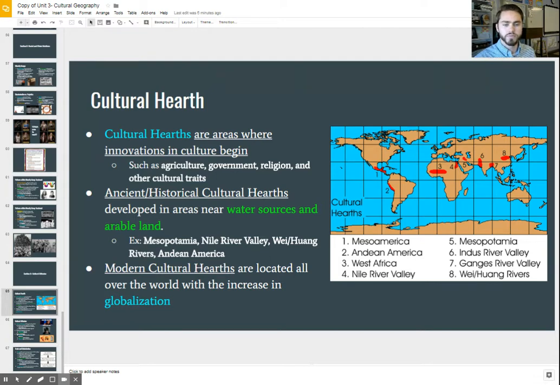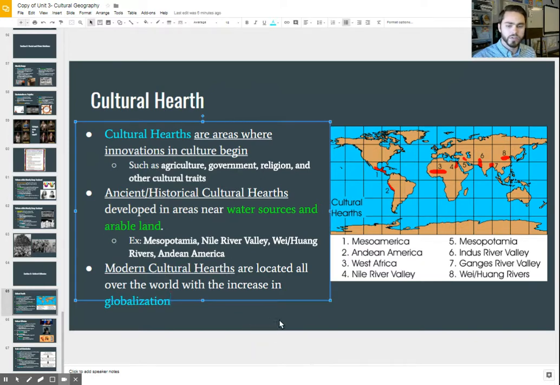And so culture developed very slowly over time until we start seeing the improved transportation and communication networks that we're seeing around the world. And so now we call that increased communication and transportation network globalization, and this increases over time. And so we're seeing more culture being produced every day as a result of this increased globalization.